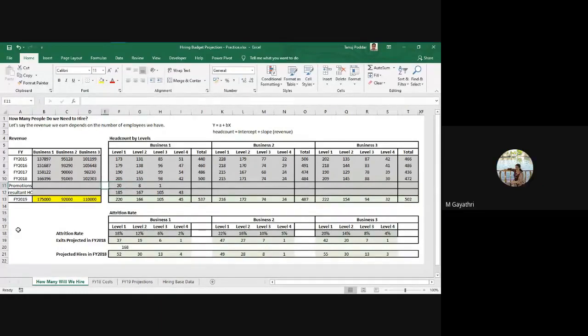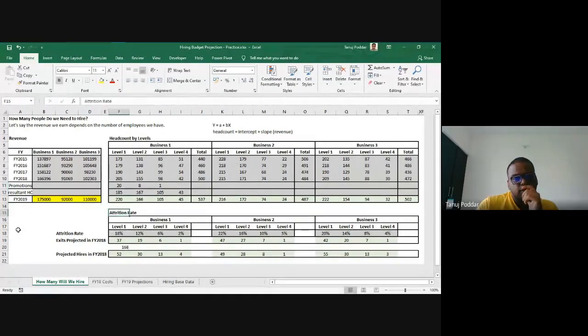Thank you so much. Sir, I have another doubt. Could we have used the forecast function to predict the FY 2019 headcount? Or if not, what is the difference? Okay, so forecast basically is for what you call a time series. Okay, so say, let me just.